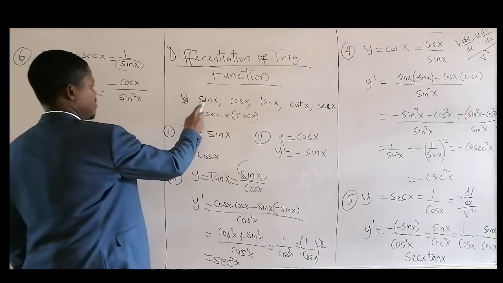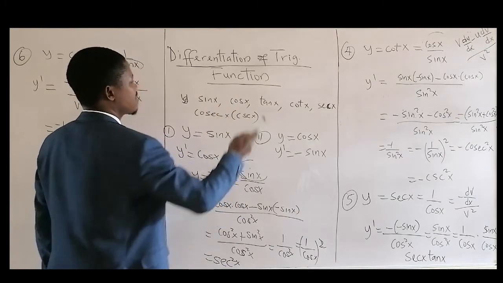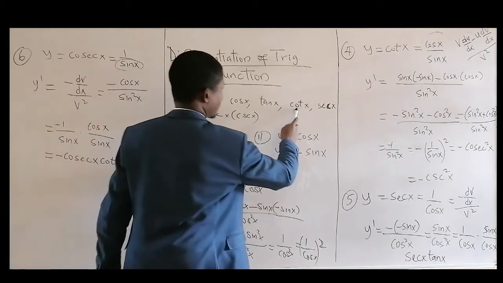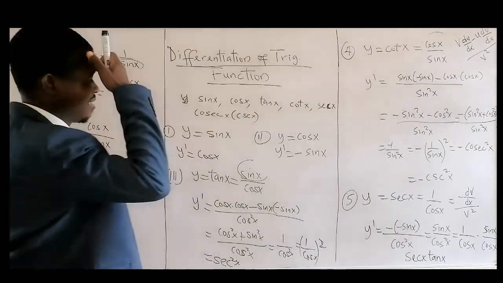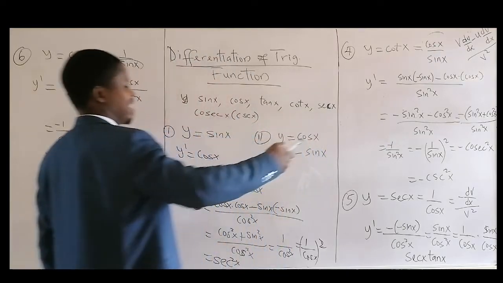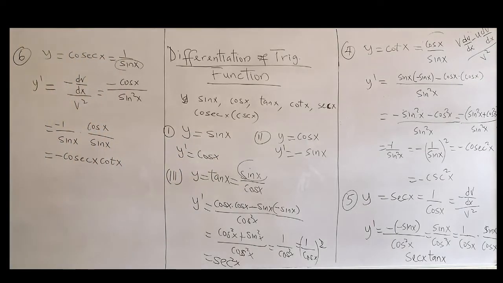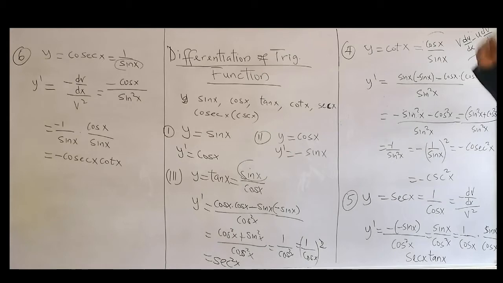So that's that on the differentiation of trig functions. The derivative of sine is cos x. The derivative of cos is minus sine x. The derivative of tangent is sec squared x. The derivative of cot is minus cosec squared x. The derivative of sec is sec x tan x. And the derivative of cosec is minus cosec x cot x. Some exams will give you the table, and some will give you a formula sheet.